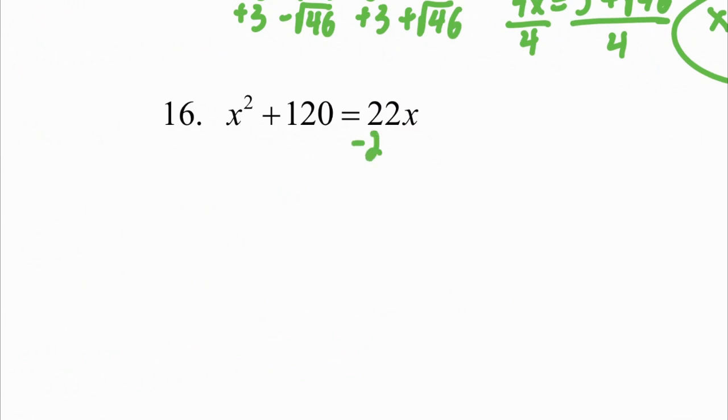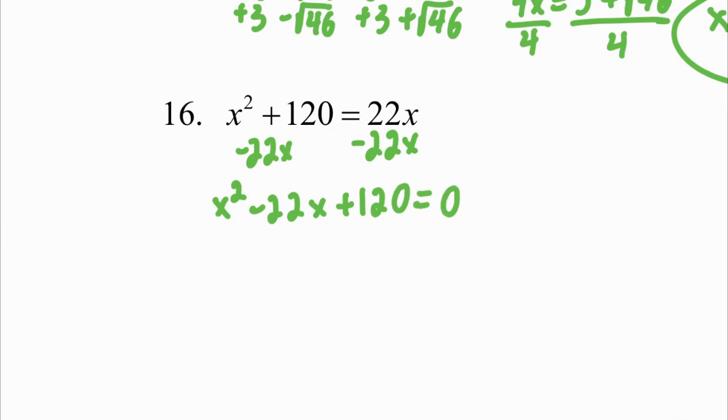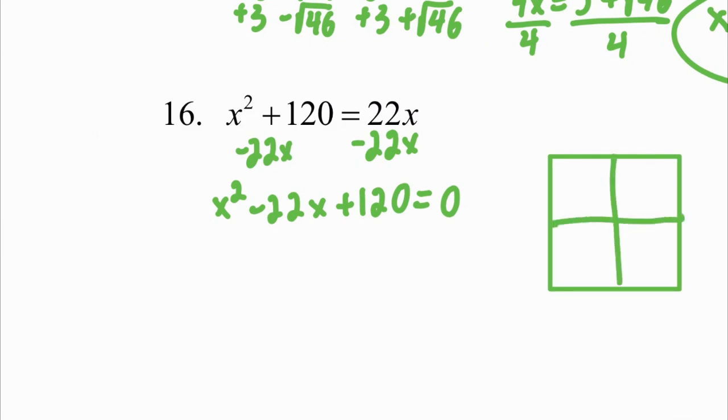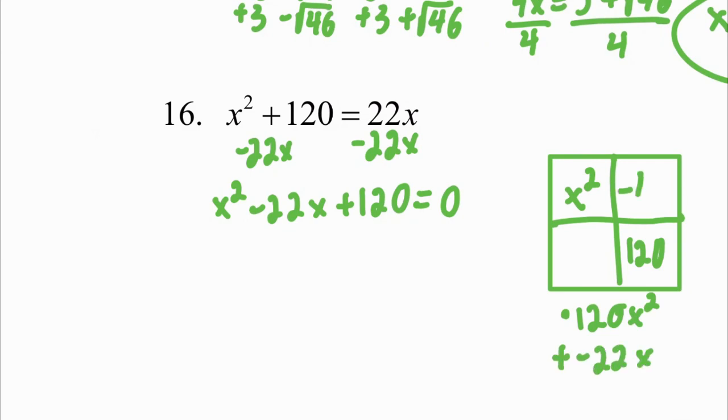Now again, we're going to subtract 22x to get this set equal to 0. So I'm going to put that between the x squared and the 120. And then I can go ahead and put it in the box. So we have x squared and 120. We want something that multiplies to 120x squared, but adds to a negative 22x. So that's going to be negative 12x and negative 10x.